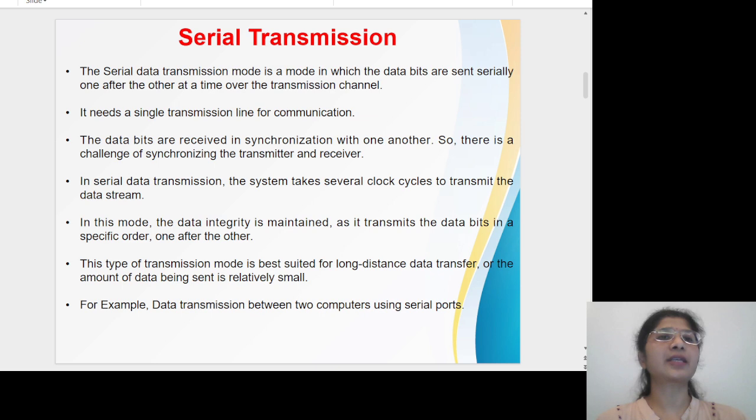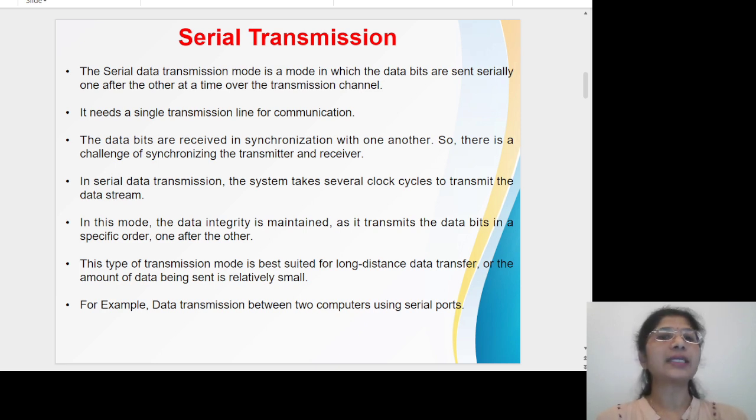First is serial transmission. The serial transmission mode is a mode in which data bits are sent serially one after the other at a time over the transmission channel. It needs a single transmission line for communication. The data bits are received in synchronization with one another. So there is a challenge for synchronizing the transmitter and receiver. In serial data transmission, the system takes several clock cycles to transmit the data streams.